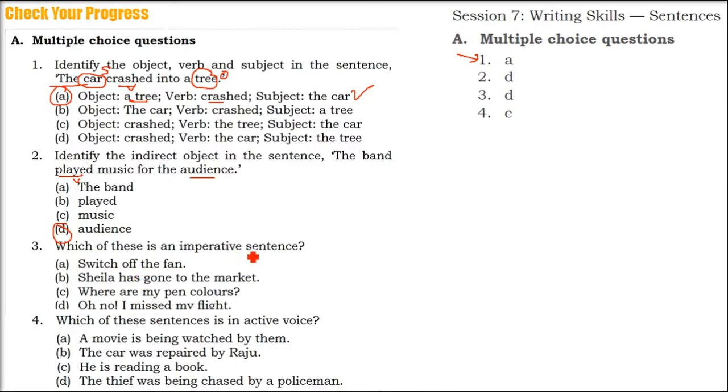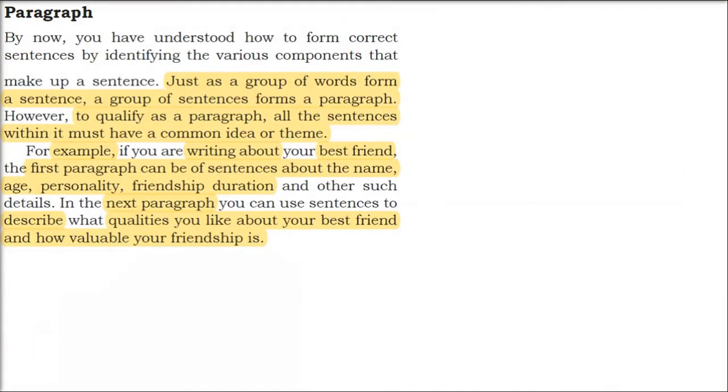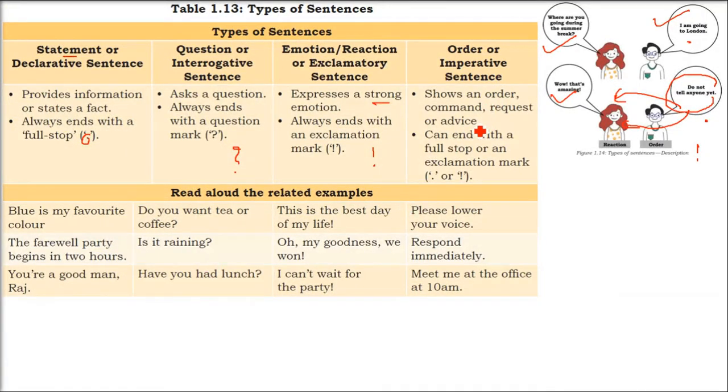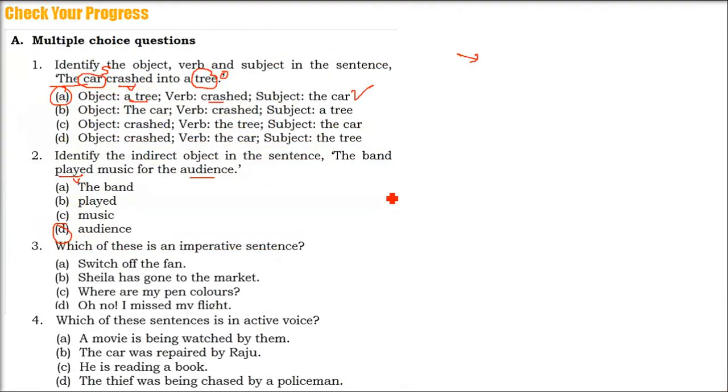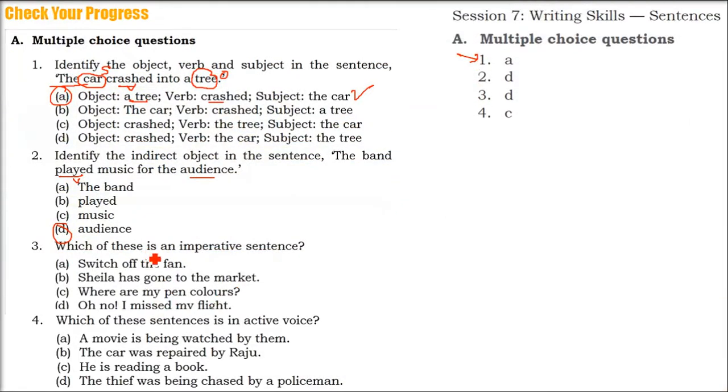Which of these is an imperative sentence? Imperative sentence should have an order, command, request, or an advice. So let us see which one is imperative sentence here. Switch off the fan. This is a request or an order. So A is the answer. Oh no, I missed my flight. This is an expression, an exclamatory sentence. D is wrong. The answer is wrong here by NCERT. A is the correct answer.